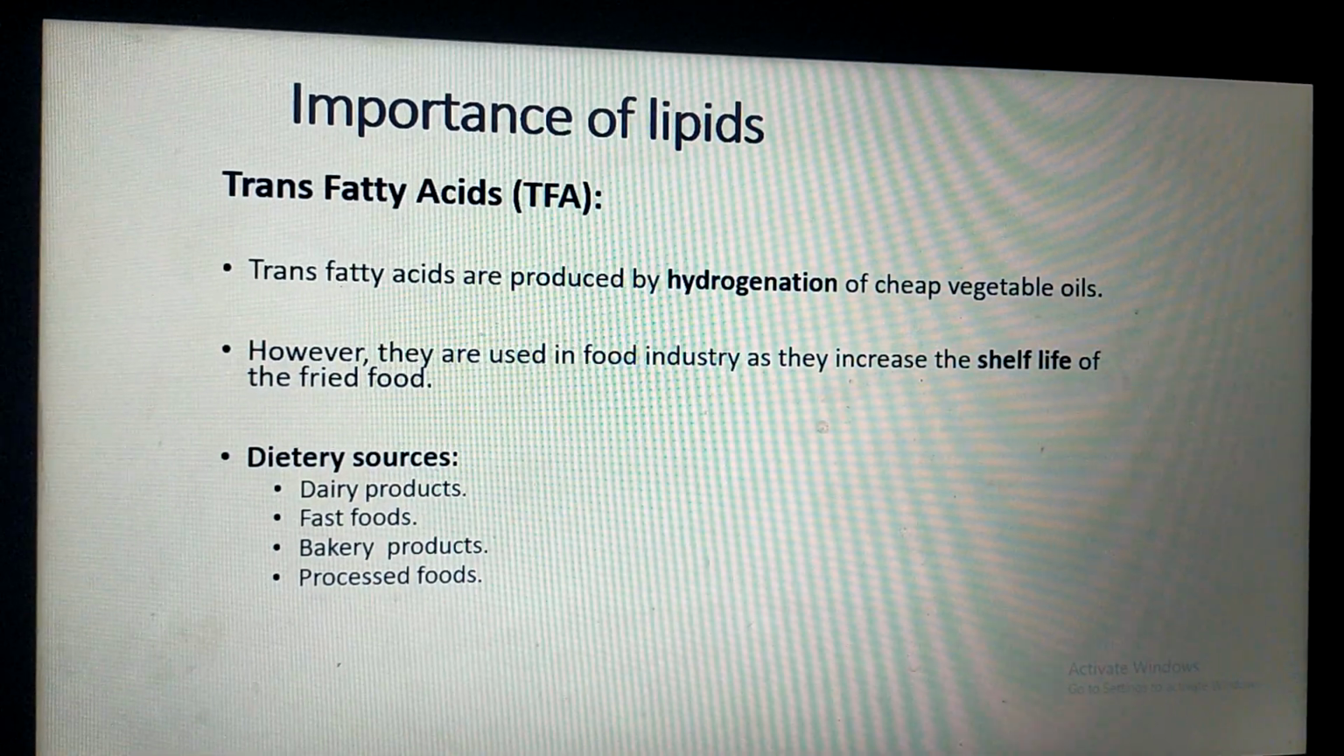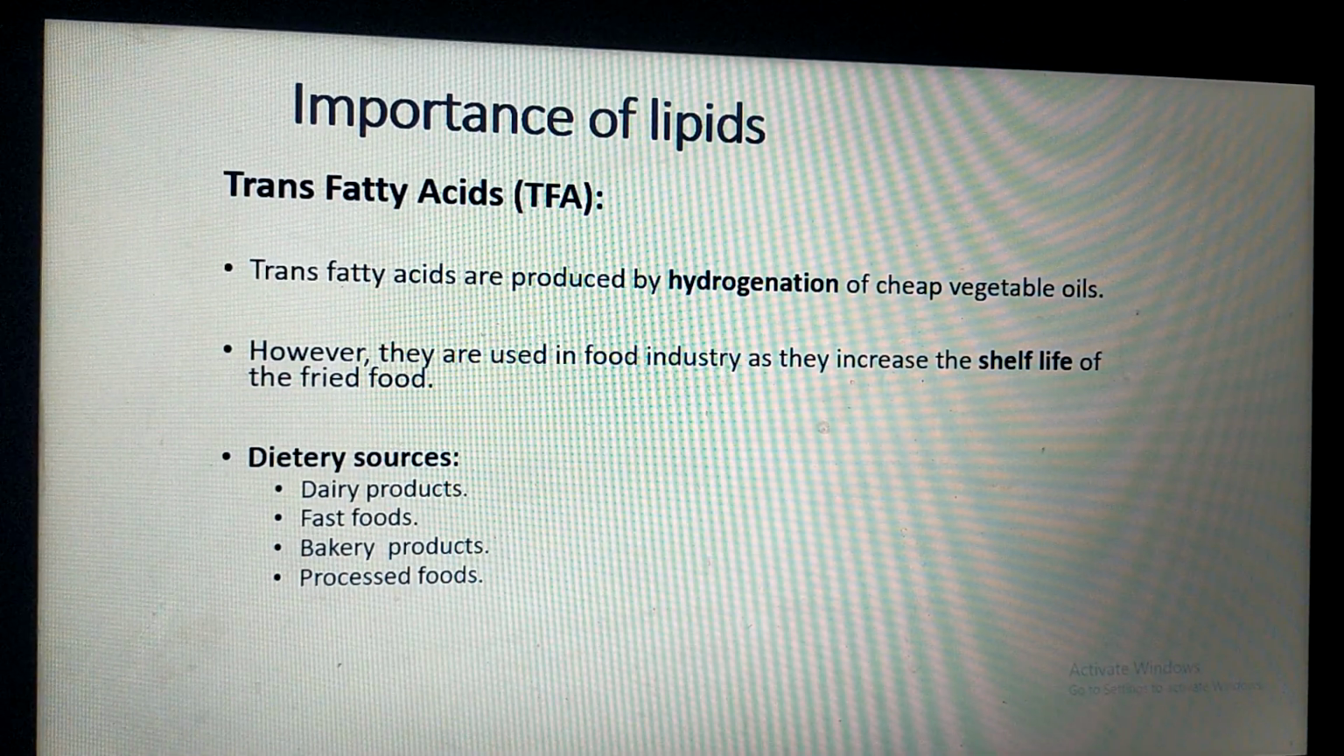All these foods cannot be consumed right after their preparation, therefore they should be stored, and if polyunsaturated fatty acids are present, then as I have told you, polyunsaturated fatty acids break at the double bond, giving rise to a bad smell in the food. Therefore in food industries, instead of polyunsaturated fatty acids, they use trans fatty acids which do not have double bonds.